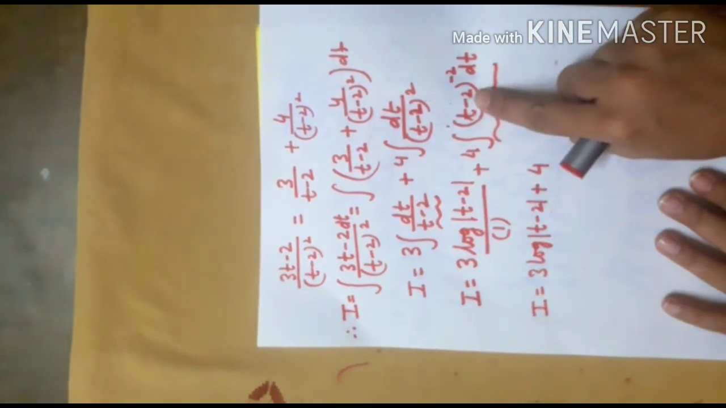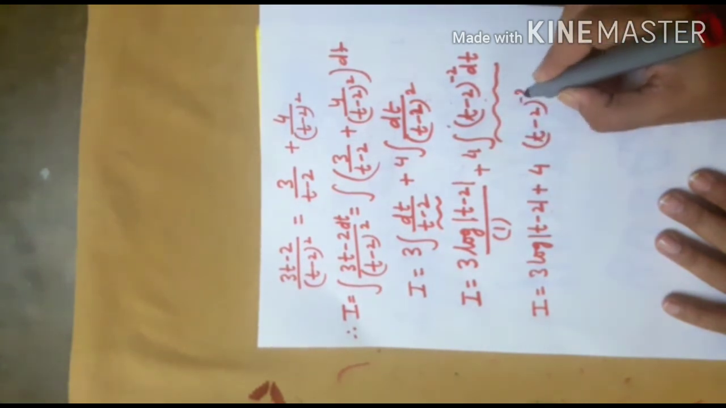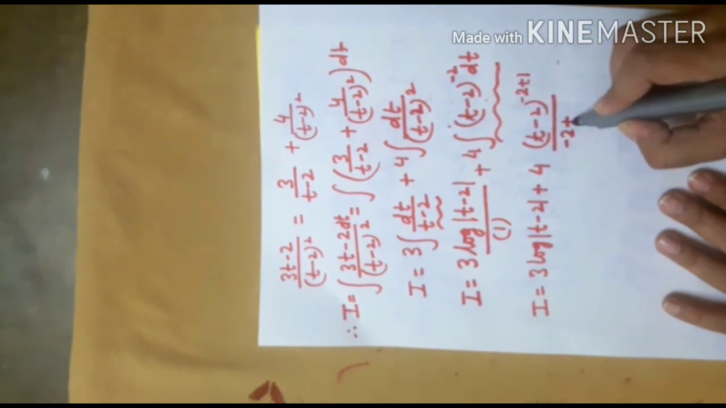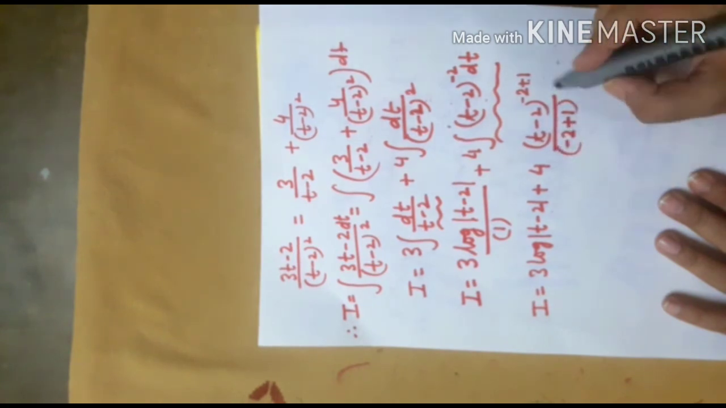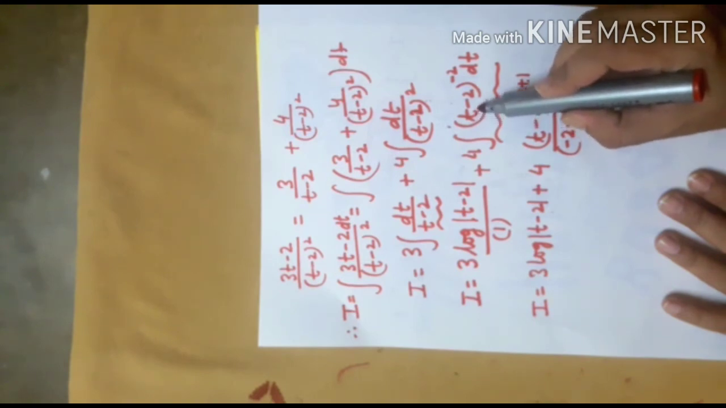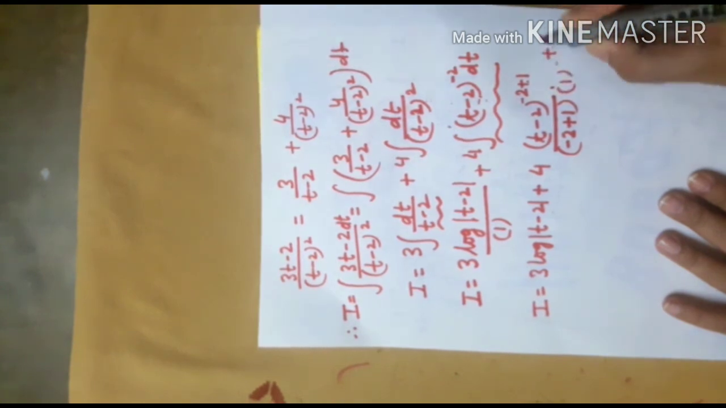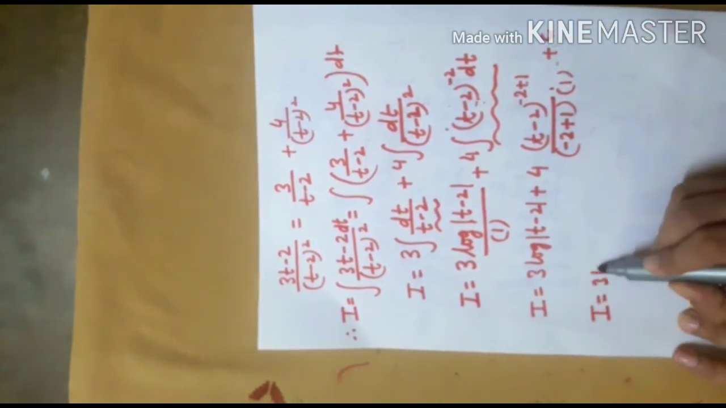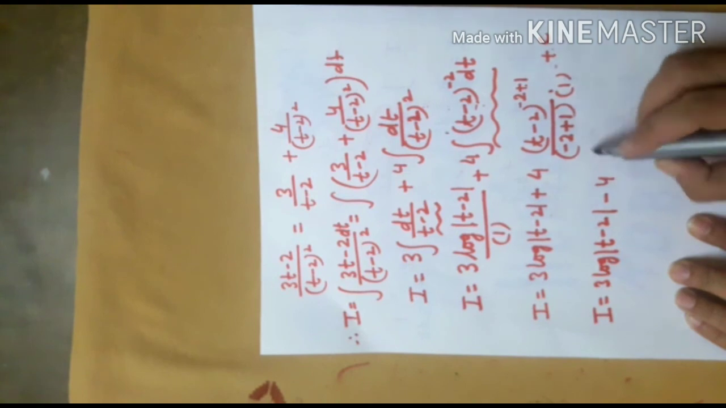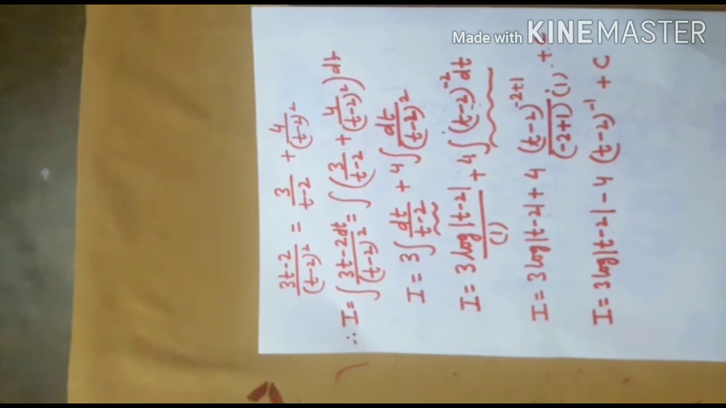As t minus 2 is linear, so integral will be t minus 2 raised to the power minus 2 plus 1. Increase the power by 1 unit and divide by the increased power, and divide by the derivative of t minus 2, which is 1, plus c. So I will be equal to 3 log mod t minus 2. Here I'll get minus 4 into t minus 2 raised to the power minus 1 plus c.